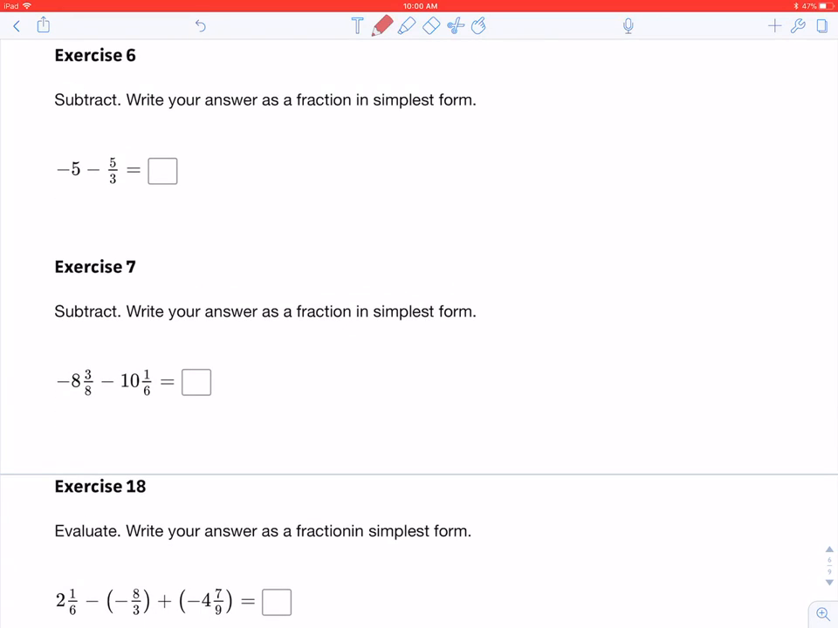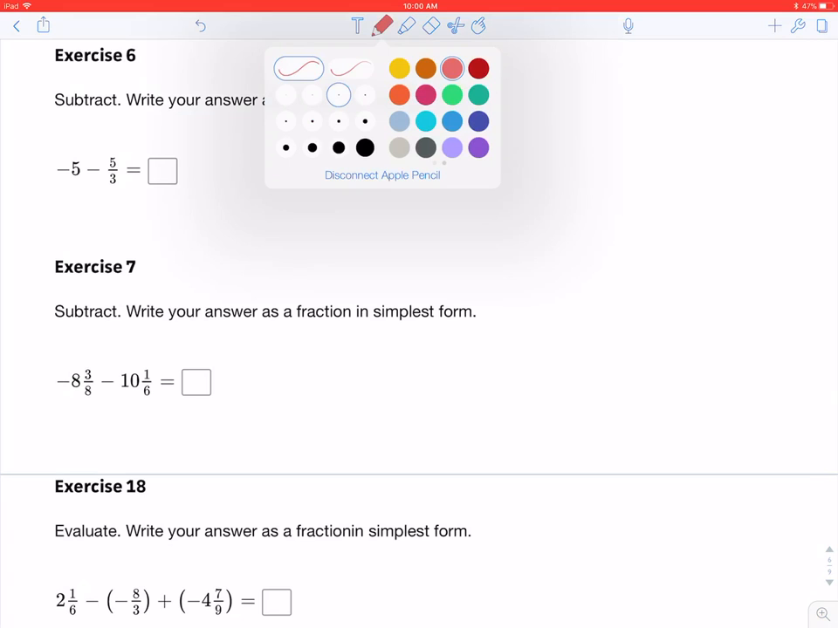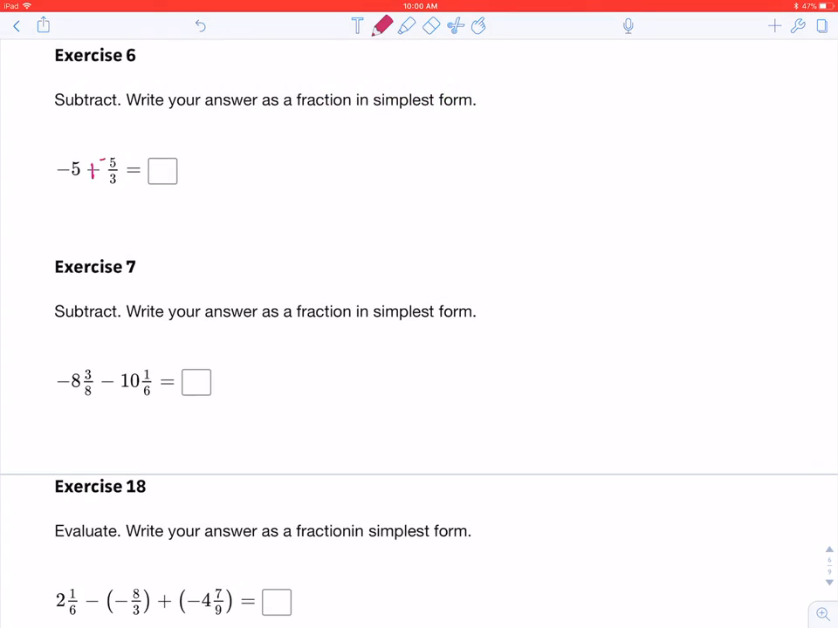Exercise 6, we're subtracting fractions. And what do we do when we have a subtraction problem? Keep, change. We can turn that -5 into a whole number by putting it over 1. And then I think from there you should be able to figure out what happens next when finding the lowest common denominator and then simplifying it. Make sure you always put your answer in simplest form, and then don't forget to check whether it should be positive or negative.